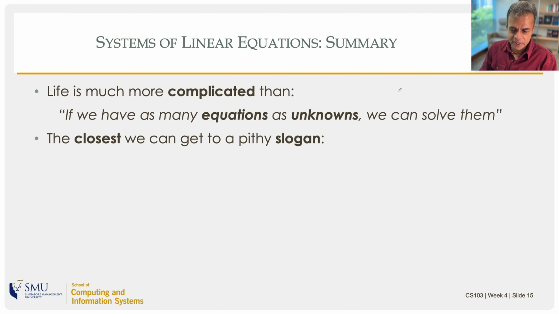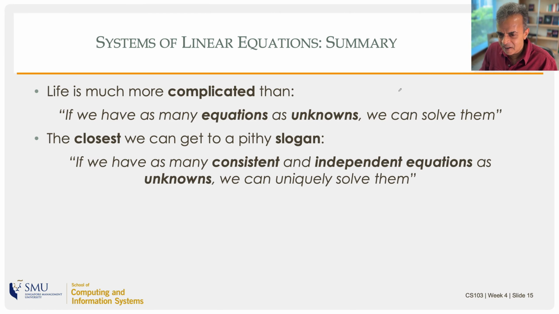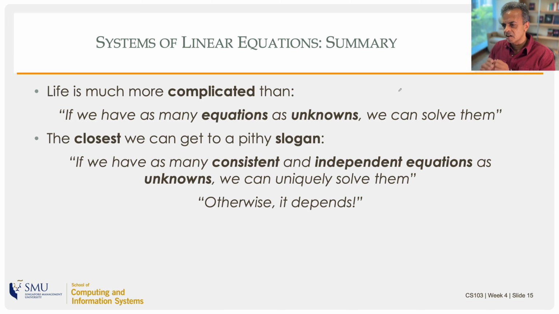The closest thing we can say to this statement is something like, if we have as many consistent and independent equations as unknowns, we can uniquely solve them. That is probably the best thing we can say. If not, it depends. So as you can see, even for the simplest of possible cases, just 2 very simple equations, life was a lot more complicated than we might have anticipated.